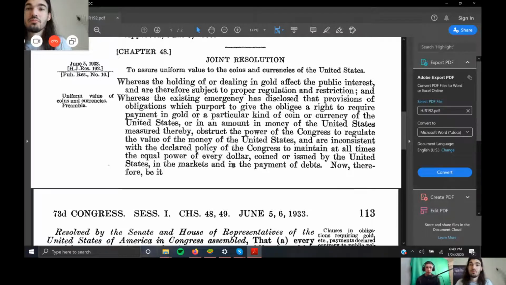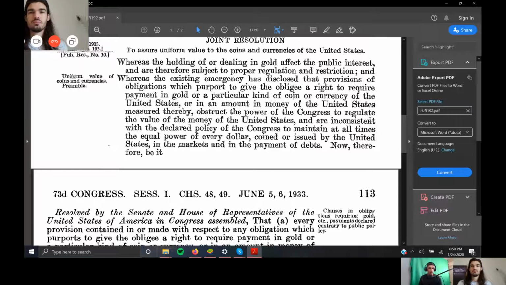Now, that's a very long sentence, so I'm going to go through it real quick. This says right here, the existing emergency has disclosed that provisions of obligations, meaning provisions of obligations, mean if I give you a bill or a receipt and in there I say you must pay me $50, that's a provision. Okay? So when the provision says the obligee, meaning the one holding the bill, the one handing the bill over, the one who created the bill, gives them a right to require payment in gold or a particular kind of coin or currency. So what this means is the ability to actually give someone a demand for payment, you must pay me in gold, is now declared inconsistent with the policies of Congress to maintain the value of the dollar.